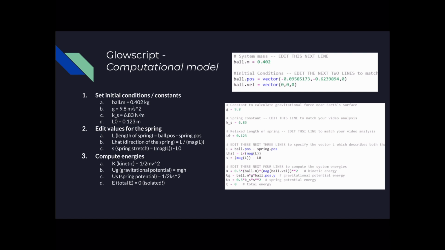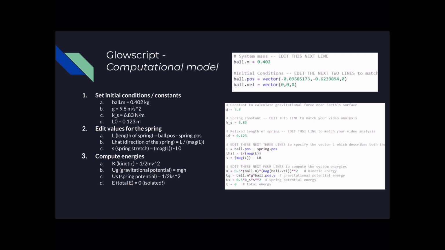For our computational model, we use GlowScript. First, we need to set initial conditions and constants, such as the mass of the ball, which is 0.402 kilograms, g, which is the acceleration on Earth, the spring constant, which is 6.83 newtons per meter, and L naught, which is 0.123 meters.